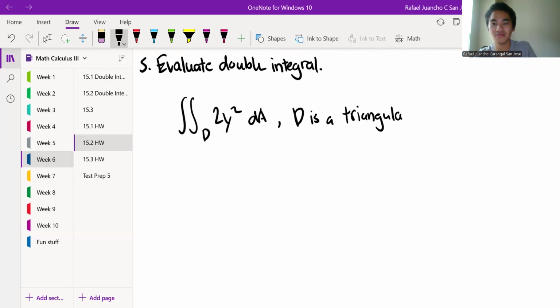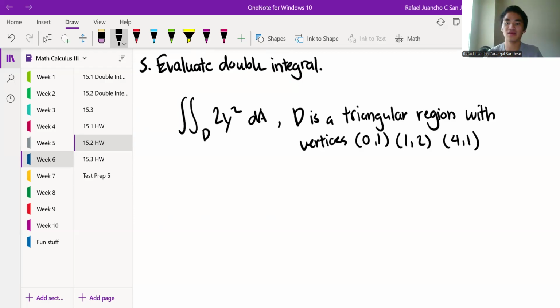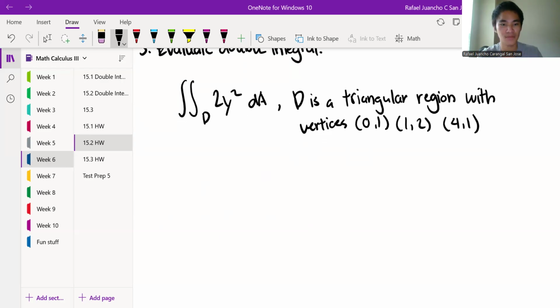So now it's a triangle, and it has vertices (0, 1), (1, 2), and (4, 1). Now, our goal is to make it an iterated integral so that we can solve it. But how do we find the bounds for y and x in this case? So that's our issue. Let's see, how do we do this?